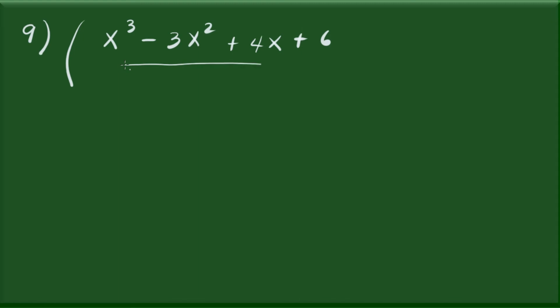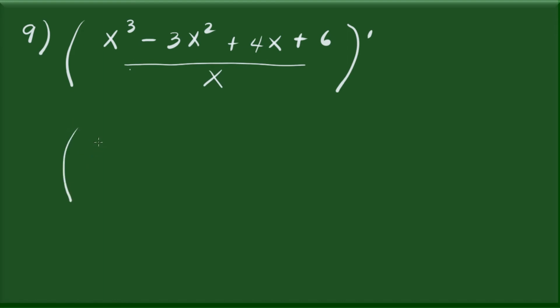Just like number 8, number 9. Say we have this x cubed minus 3x squared plus 4x plus 6. But instead of over a constant, let's say it's over a variable, x, prime. So in number 8, we have a constant denominator. For this number, we have a variable denominator. So the process will be the same.